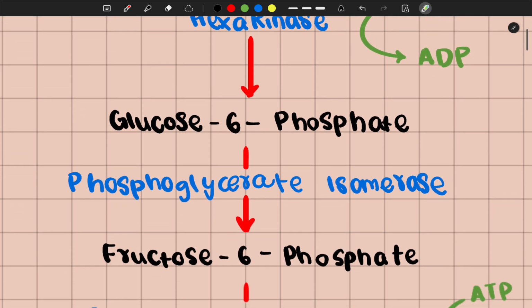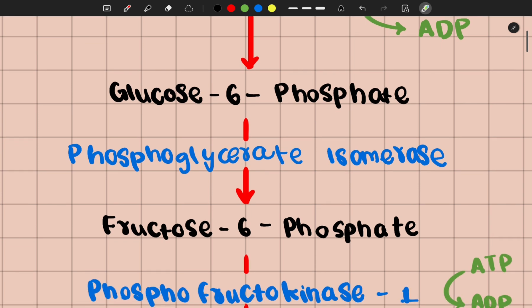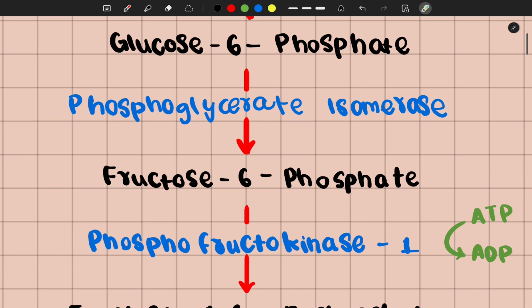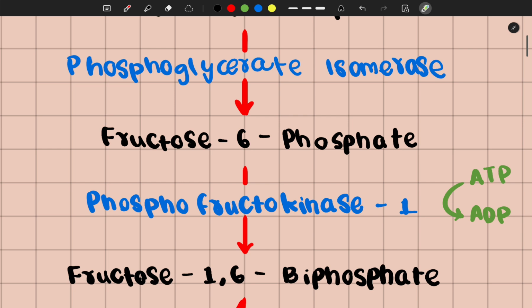Now that we have a glucose 6 phosphate molecule, it undergoes an isomerase change. There is no addition, there is no subtraction, there is just a change in the structure of the molecule. That is catalyzed by phosphoglucose isomerase, and as you can see, it has the word isomerase in it. So it clearly tells us that there is only a physical change occurring. So now we have a fructose 6 phosphate.